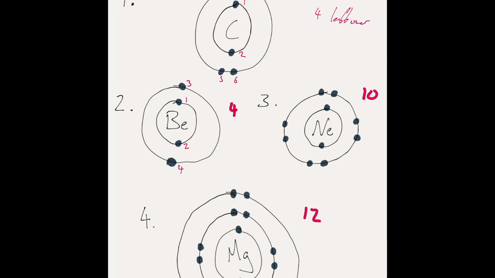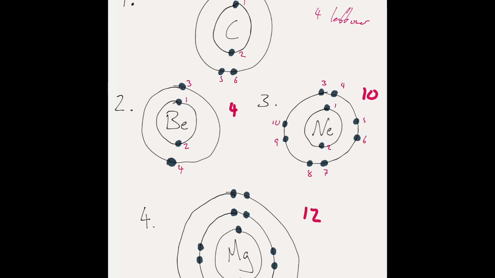Neon actually fills up 2 shells perfectly because I can get 1, 2 on this shell, and then look, I can get 1, 2, 3, 4, 5, 6, 7, and 8 electrons on the next shell, so that actually fills up perfectly. And if I count these up now just to check, I've got 3, 4, 5, 6, 7, 8, 9, 10.